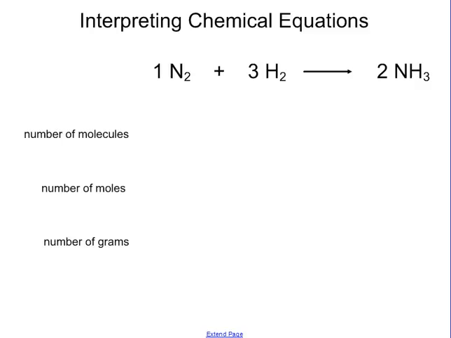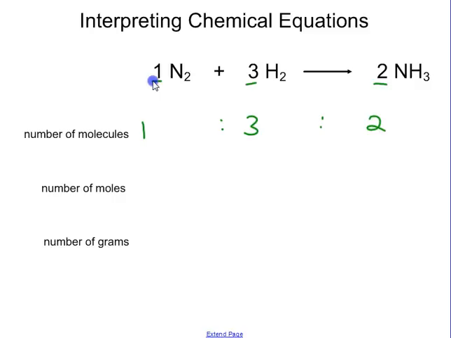Here we see nitrogen gas reacting with hydrogen gas to form ammonia in the ratio of 1 to 3 to 2. Now, what do those numbers represent a ratio of? Well, they can represent the number of molecules. So you could say that one molecule of nitrogen will react with 3 molecules of hydrogen gas to produce 2 molecules of ammonia.